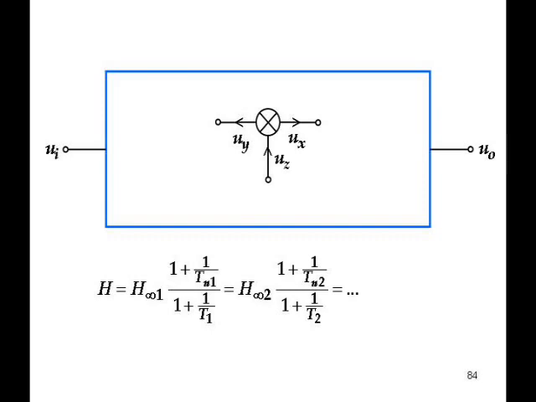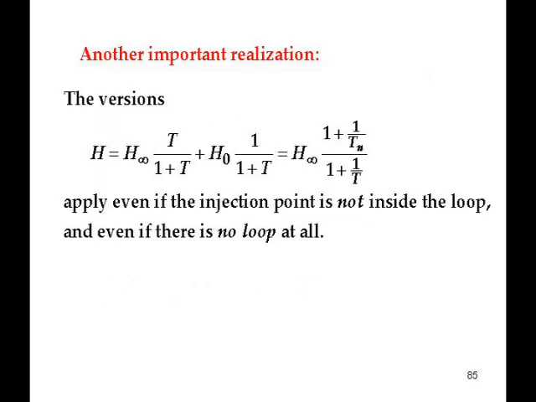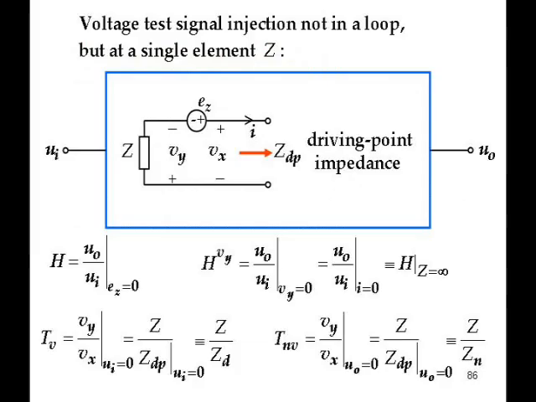So here's the other consequence of that. Either of the two basic versions apply even if there is no loop at all. Now I'm shifting to a different interpretation. Here's a network, feedback or not, doesn't matter. Suppose we choose an injection point which is adjacent to one particular element, labeled Z.